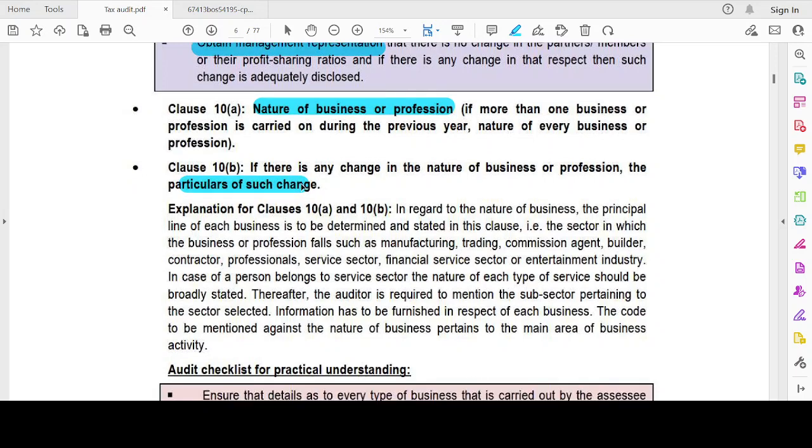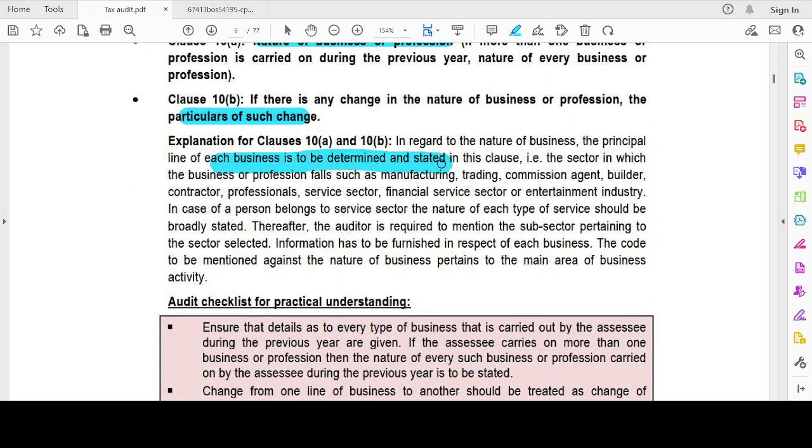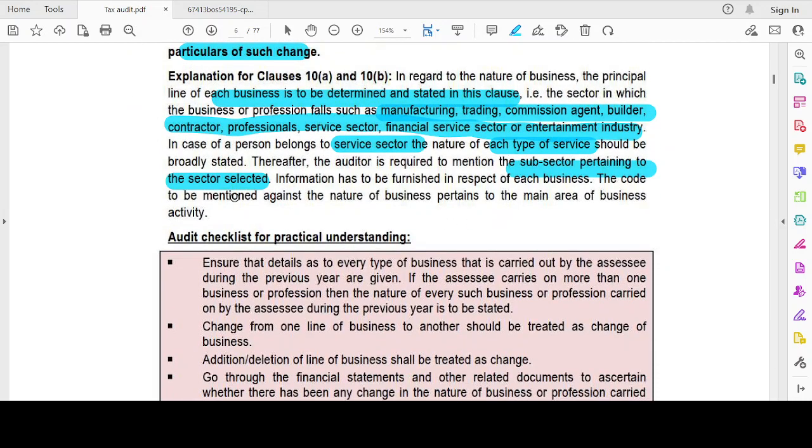In regard to the nature of business, the principal line of each business is to be determined and stated, that is, the sector in which the business or profession falls: manufacturing, trading, commission agent, builder, contractor, professionals, service sector, financial service sector, or entertainment industry. In case of a person belonging to the service sector, the nature and type of each service should be broadly stated. Thereafter, the auditor is required to mention the subsector pertaining to the sector selected. There could be a top sector, the professional sector, and within that I could be a doctor, so doctor would be the subsector. Information has to be furnished in respect of each business. The code to be mentioned against the nature of business pertains to the main area of the business activity.